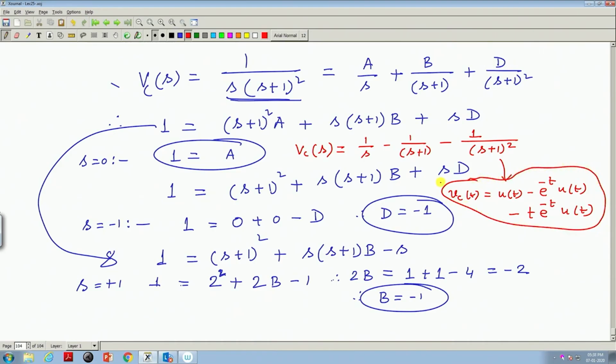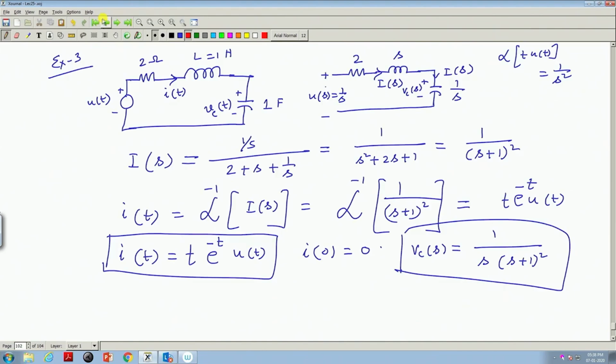At t equal to 0, does it satisfy this boundary condition? Yes, if you see t equal to 0, this is 0, this is 1 minus 1, 0. And if you differentiate this, you should get the current expression. This I t you should get back if you differentiate that. There are several ways of cross checking.